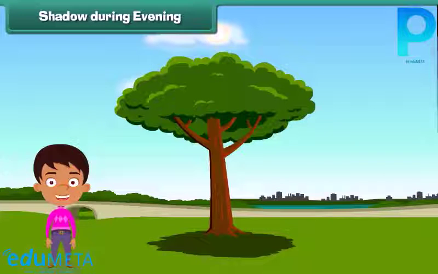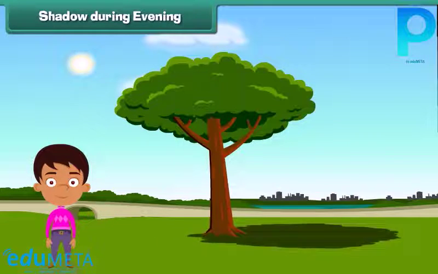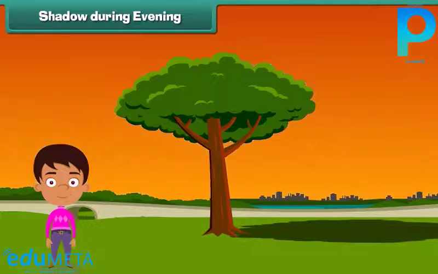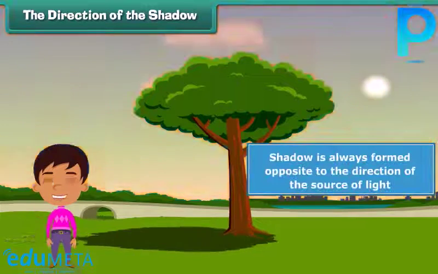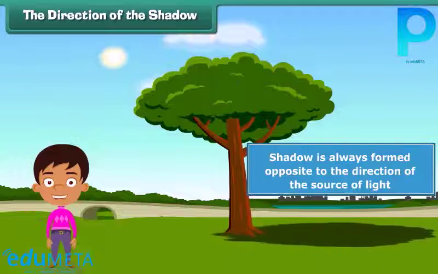Friends, as we all know that sun sets in west, hence in the evening, the shadow of the object forms in the east. So friends, we notice that as the sun changes its position, the length of the shadow of an object also changes. Hey friends, did you notice one more thing? That the shadow is always formed opposite to the direction of the source of light.